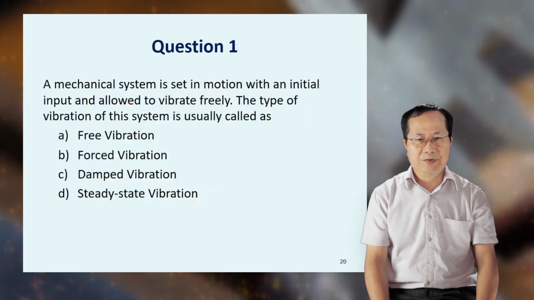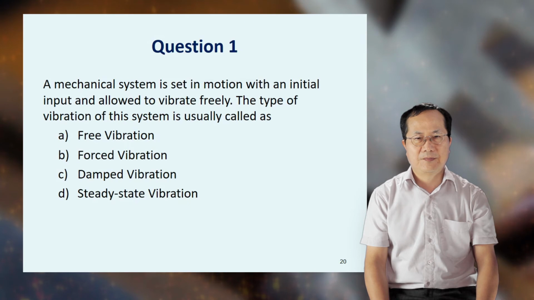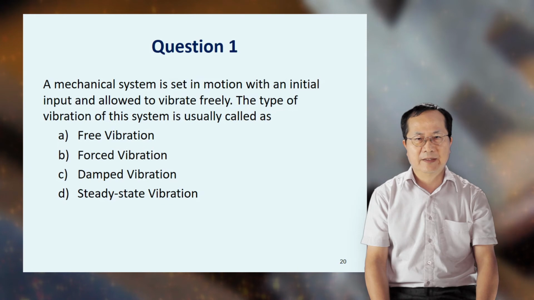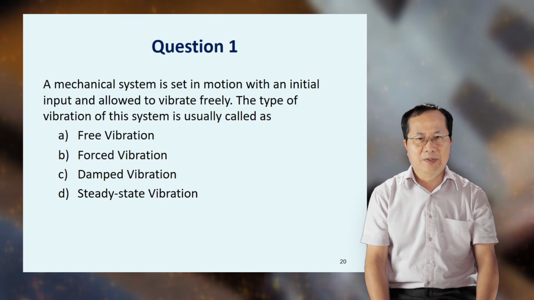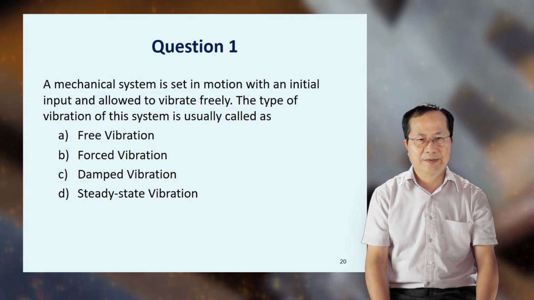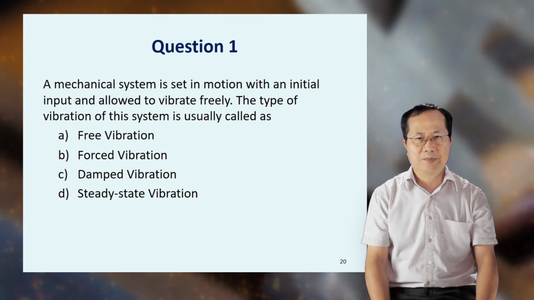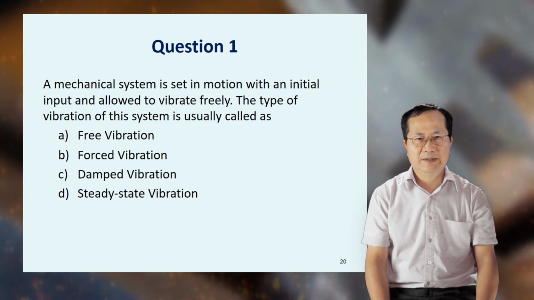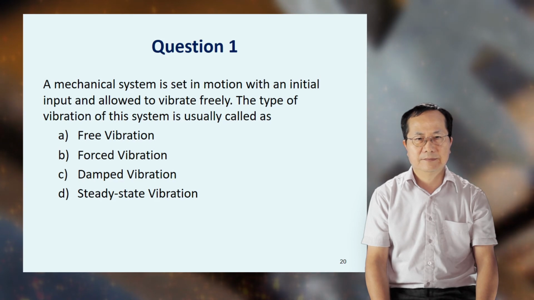Finally, we have some questions for you. Question 1. A mechanical system is set in motion with an initial input and allowed to vibrate freely. The type of vibration of this system is usually called: A. Free vibration, B. Forced vibration, C. Damped vibration, D. Steady state vibration. Yes, the answer is A, free vibration. Did you get it?